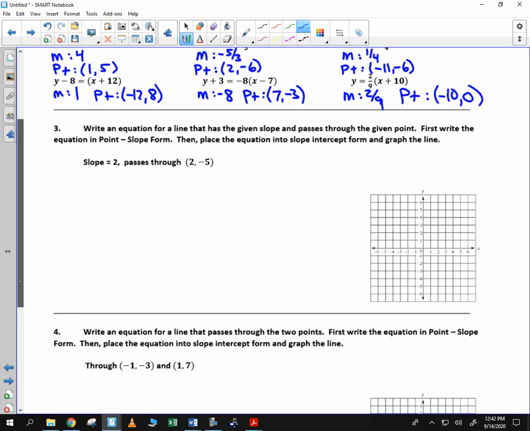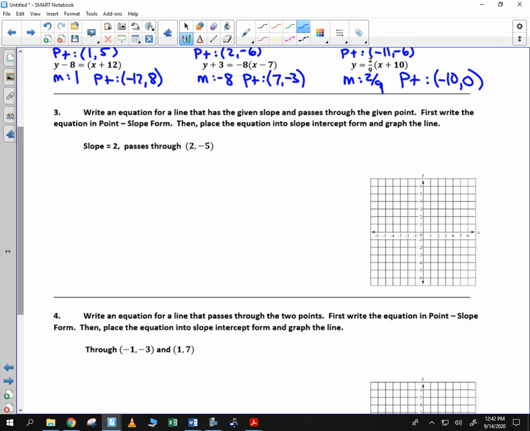Now what we're going to do is write an equation for a line that has a given slope and passes through a given point. First, we're going to write the equation in point slope form, then we'll place it into slope intercept form, and we'll finally graph the line. So y minus y1 is equal to m times x minus x1. So this is a line that has a slope of 2, so 2 times, and it passes through 2, -5. So since the x value is 2, it will be x minus 2. And since it's a y value of -5, it's y plus 5.